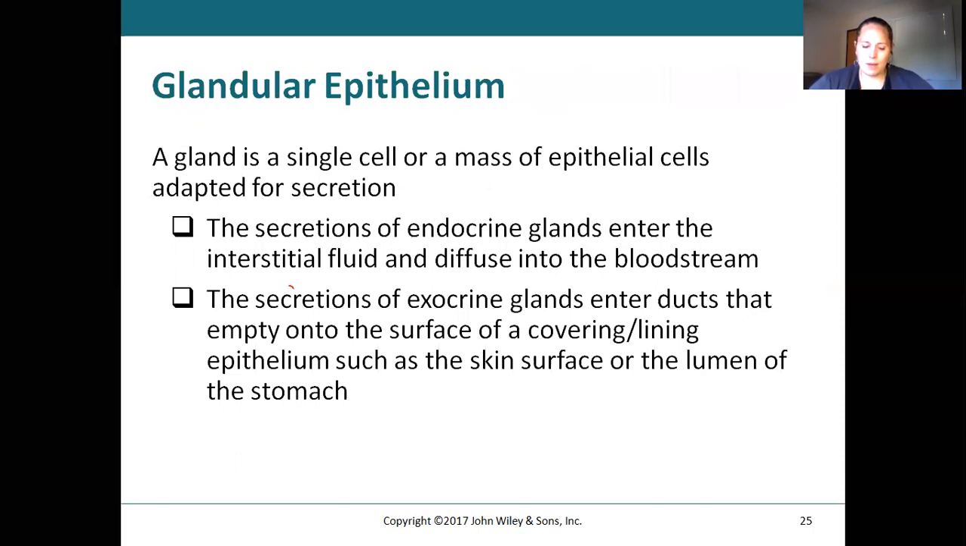Okay, so next we'll go over different types of glandular epithelium. So it's a single or multiple cells adapted for secretion.